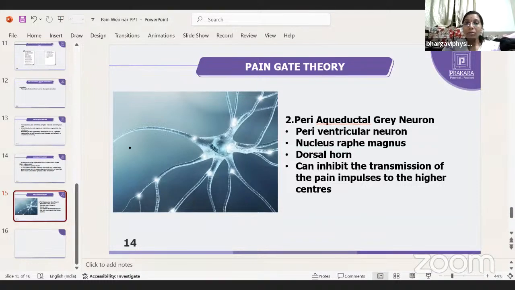So this is regarding the pain pathway and pain gate theory.